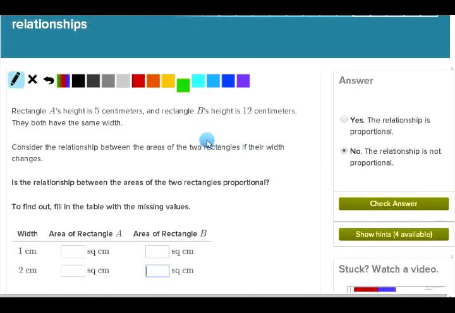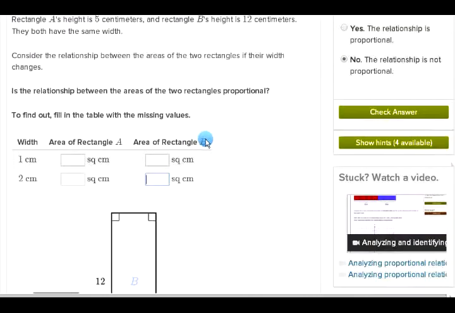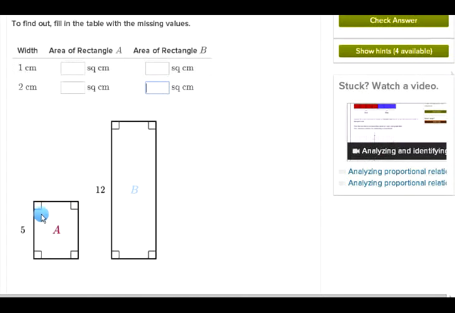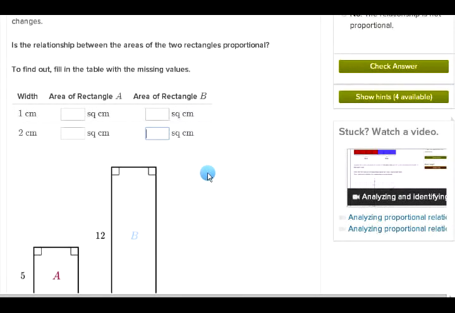So let's take a look at the next one. This is the same exact question. Here's my rectangle A, which is with height of 5, rectangle B. Do you notice what's different though? I didn't. I actually tried this and I got it wrong because I didn't read the question. It's now talking about the areas of the two. So this is area.